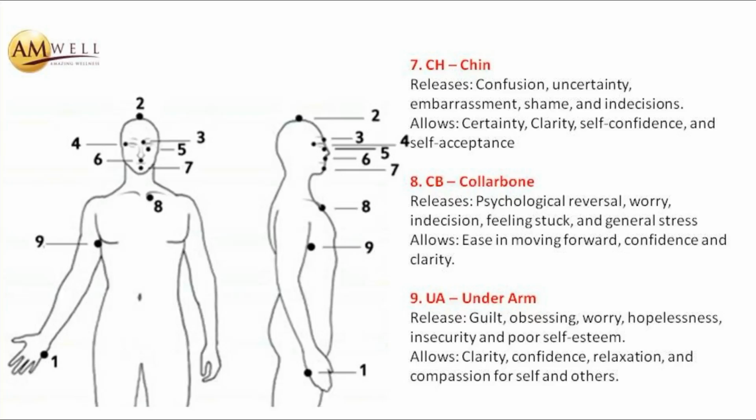And point 9 is the underarm, to release guilt, worriedness, hopelessness, insecurity, and poor self-esteem. It allows improvements in confidence, relaxation, and compassion for self and also for others.